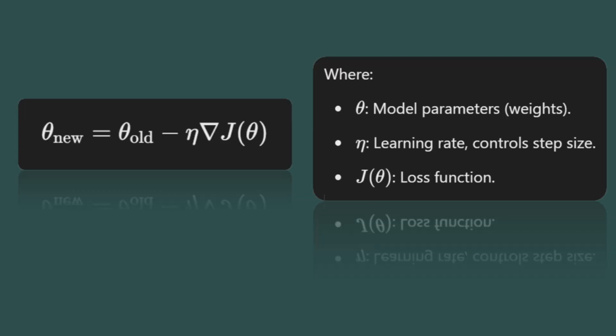Let's connect this concept to machine learning. In machine learning, we often deal with a loss function. The loss function tells us how far off our model's predictions are from the actual values. The goal is to minimize this loss function by adjusting the model's parameters. Gradients help us find the direction in which the loss increases the most, so we can move in the opposite direction to reduce the loss. This process is known as gradient descent.